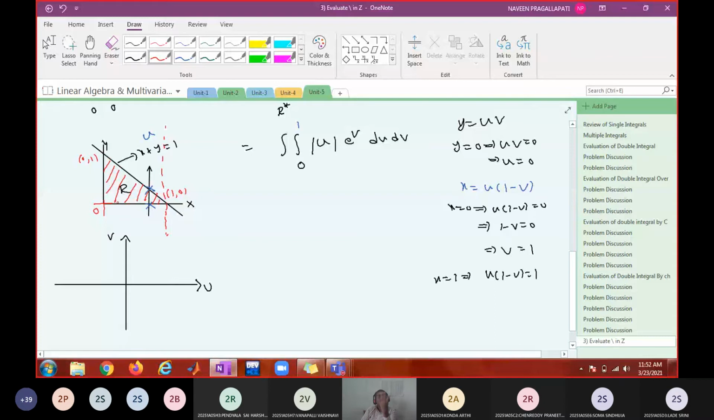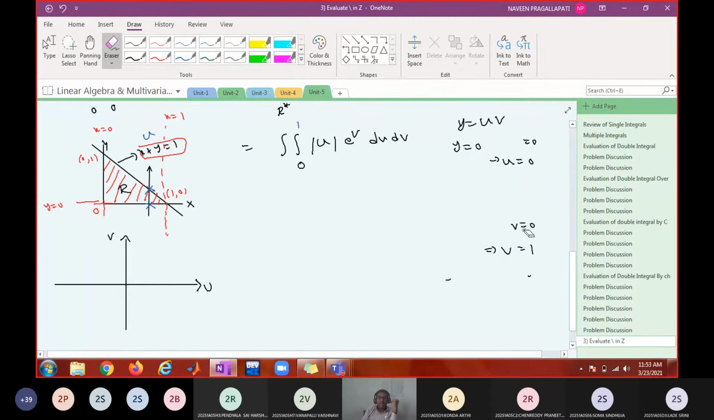The region will be bounded by 4 curves, right? So in this case, x equal to 0, x equal to 1, y equal to 0, y equal to 1 minus x, or x plus y equal to 1. So, what are the images of these 4 lines?